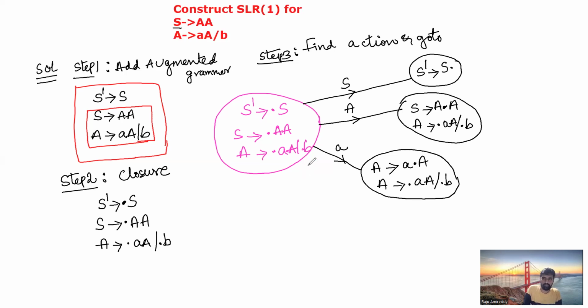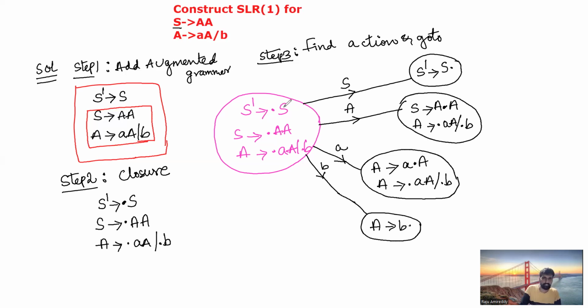Then we go with the small b. So how to find this small b? When you have small b here, this is called small b. Then what we are going to do when you have small b: A tends to b dot. Now, till now, we have taken the augmented grammar of the given grammar. We find the closure, so we find the go-to as well as action.